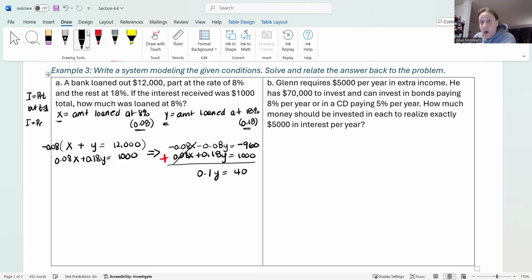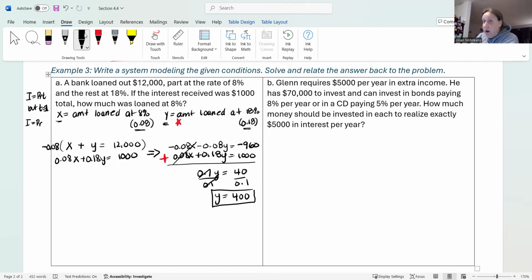Now we need to go ahead and solve for y. In order to do that, we divide both sides by 0.1. The 0.1's on the left cancel, it just becomes 1. 1 times y is y. And then 40 divided by 0.1 should be 400. You can double check on your calculator if you don't believe me. So at this point, we have solved and found a value for y. Remember, y was the amount loaned out at 18%. So we're saying of that $12,000 that was loaned out, 400 of it was loaned out at 18%.